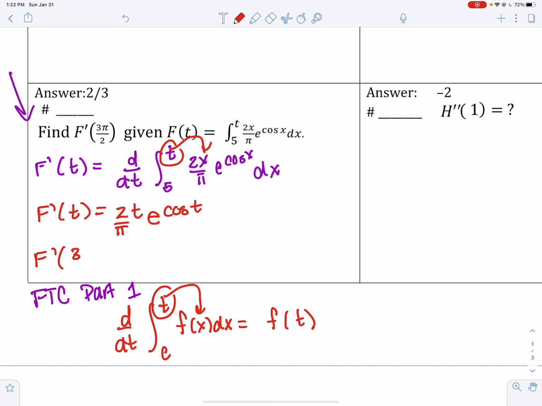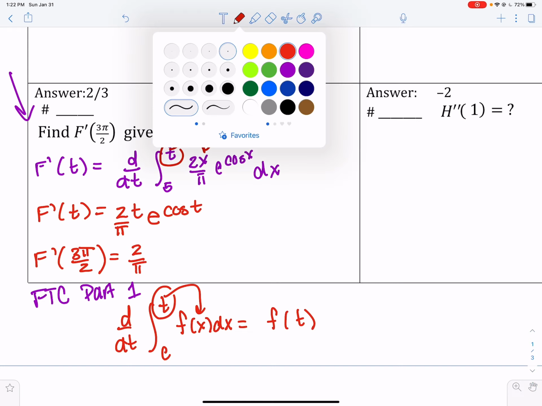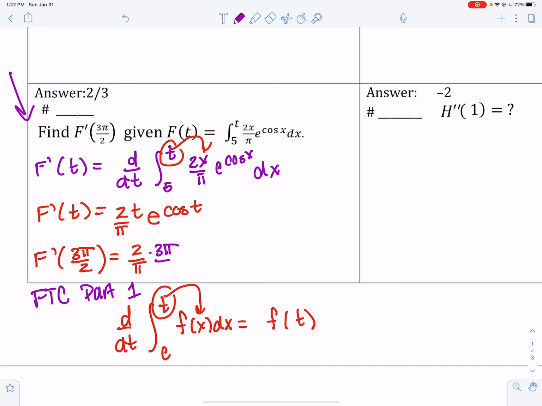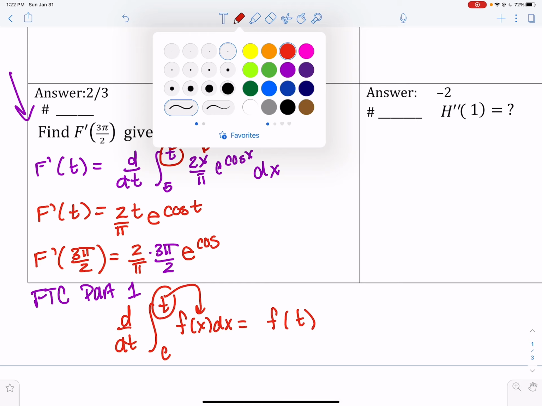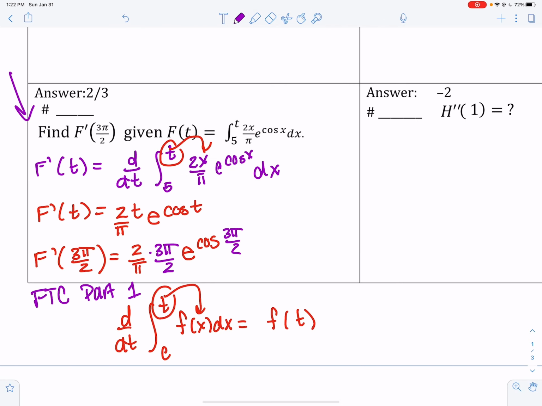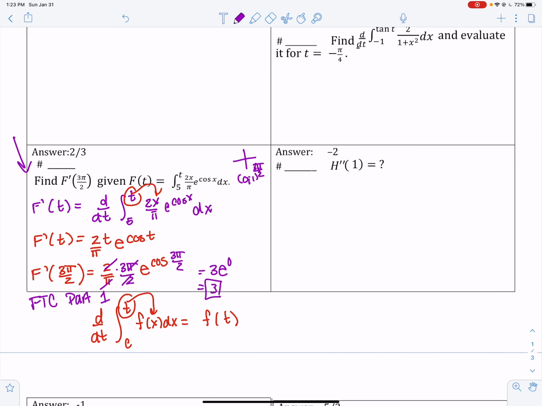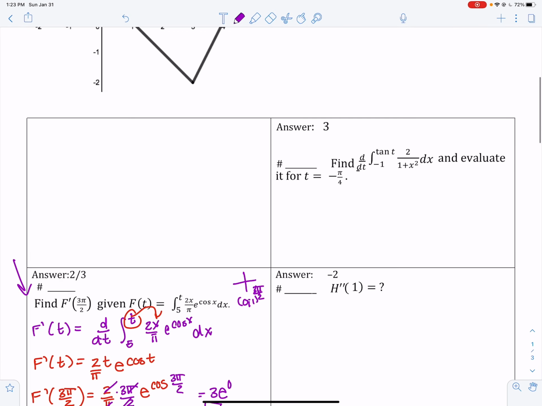So plug in 3 pi over 2. And this is 2 over pi times 3 pi over 2, e to the cosine of 3 pi over 2. And then let's simplify that. We get 3 e to the cosine of 3 pi over 2. In the unit circle, 3 pi over 2 is down here. The cosine is 0. So the answer is just 3.